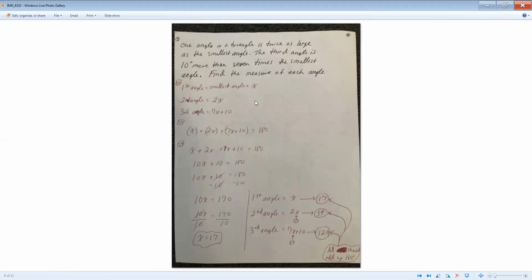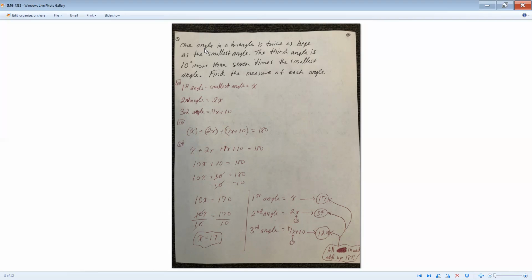All right, one more. We have one angle in a triangle is twice as large as the smallest angle. The third angle is 10 more than 7 times the smallest angle. Find the measure of each angle. So we have a triangle, and of course we have 3 angles in a triangle. We have this first angle, which I will call the smallest angle, and call that x.